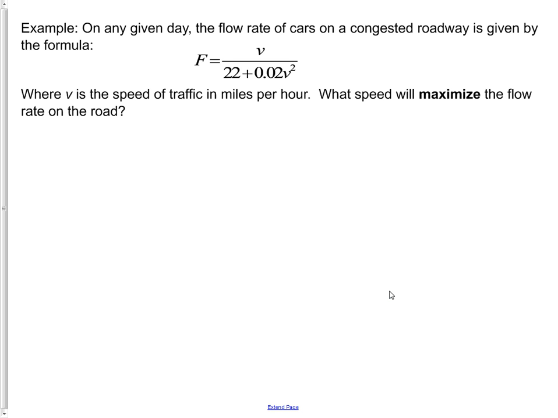So let's give another one a shot. Sometimes we're really, really lucky, and we're actually given a formula that we can use to find a maximum or minimum for a function. So on this one, we're given this function. This is dealing with the flow rate of cars on a congested roadway, and it's given by the formula F, which is our flow rate, is equal to V, the velocity or the speed of the traffic in miles per hour, divided by 22 plus 0.02 times V squared. What speed will maximize the flow rate of the road?